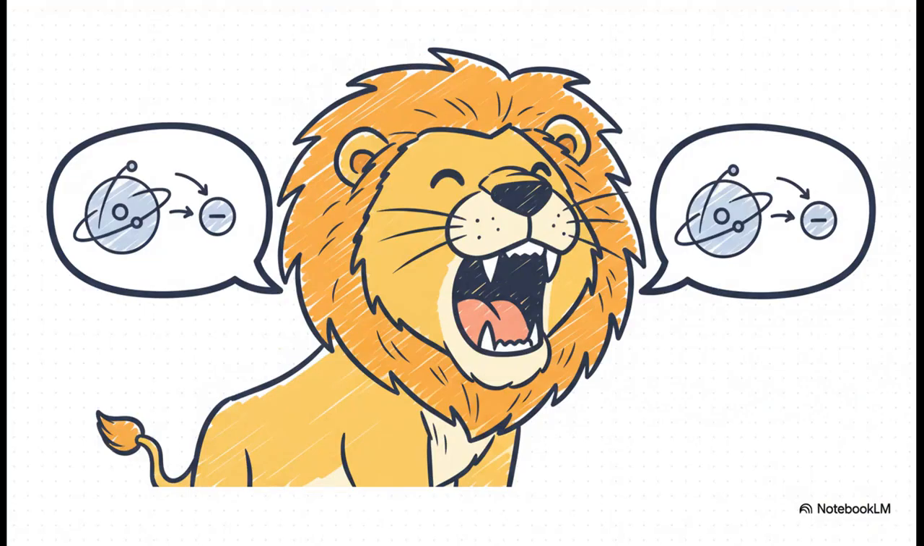Okay, now here is a trick that you will never ever forget. Just remember this. LEO the lion says GER. LEO stands for loss of electrons is oxidation, and GER stands for gain of electrons is reduction. Simple.